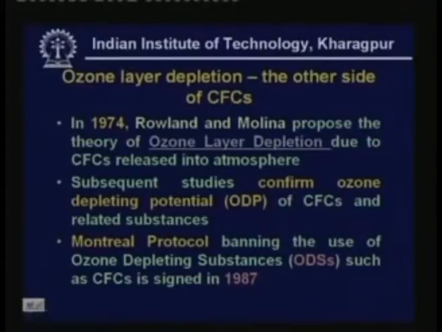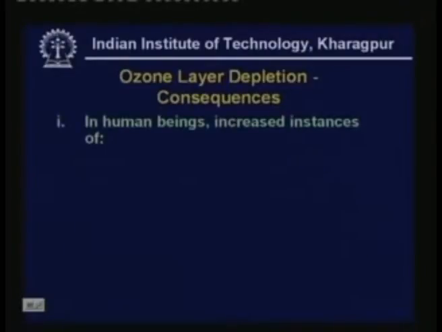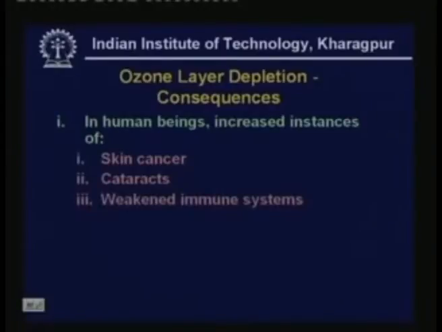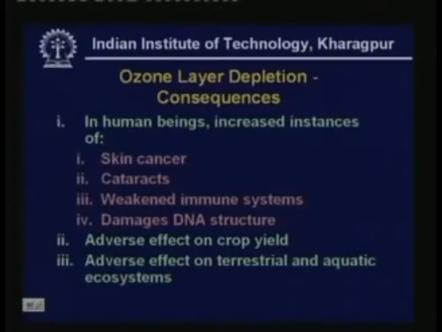Now let us look at the consequence of ozone layer depletion. What happens because of ozone layer depletion? It is observed that if ozone layer depletes and ultraviolet radiation reaches earth, it leads to skin cancer, cataracts, and weakened immune system, and it also destroys DNA structure. All these problems will take place in human beings, and it is also observed that this will also have adverse effect on crop yield, and it will also have adverse effect on terrestrial and aquatic ecosystems.